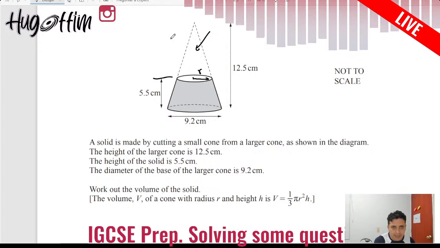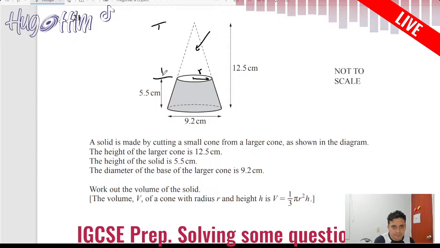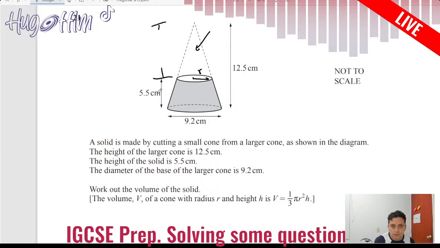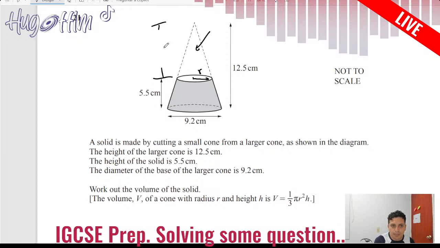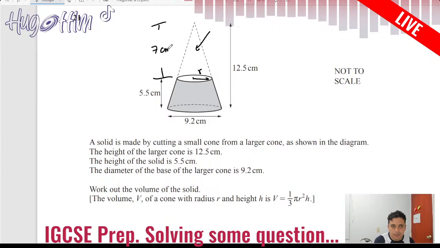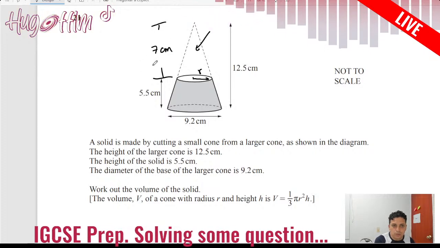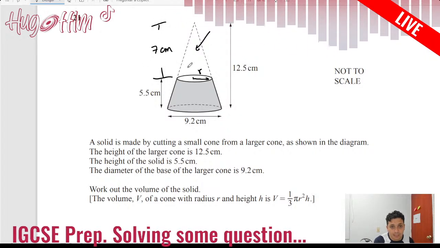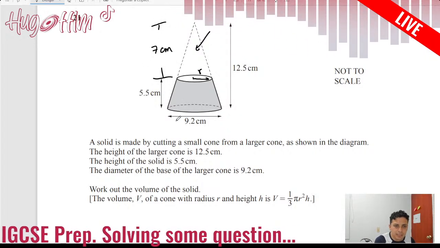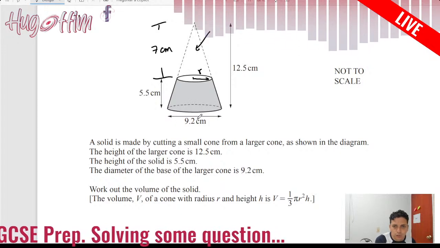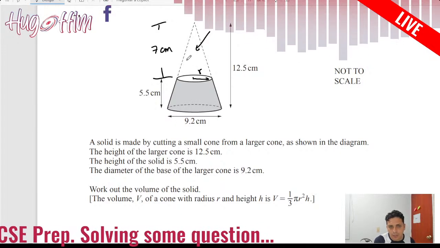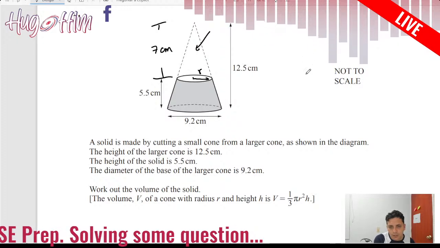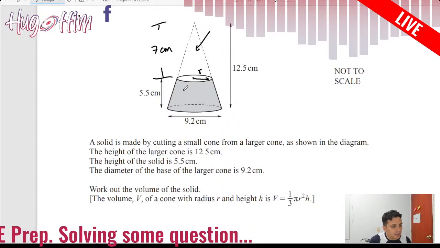And you have the height, right? Because the height is going to be 12 minus 5, that is 7 centimeters. So I know the height of this cone, that is 7 centimeters. And this is the diameter, that is 9.2. So I can know the radius here because I can use similarity of triangles.